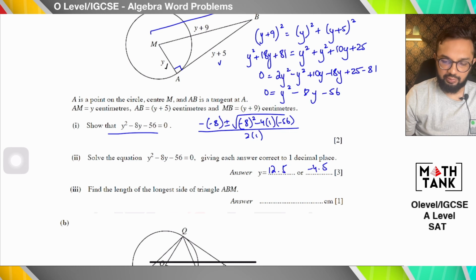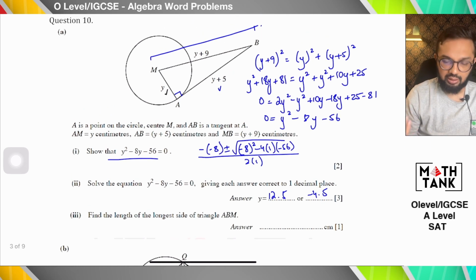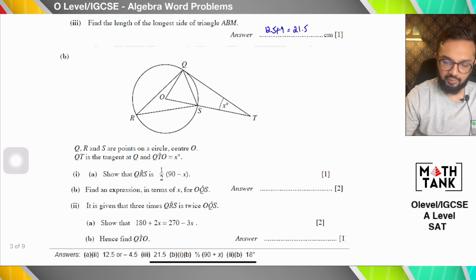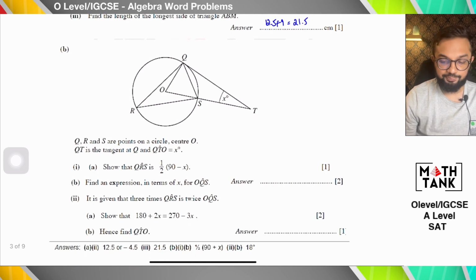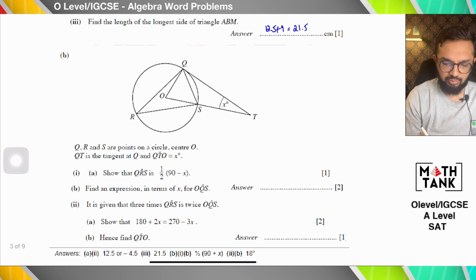Then it says find the length of the longest side of the triangle ABM. The longest side is obviously the hypotenuse, so that's going to be y plus 9. So I'm going to say that's 12.5 plus 9, and that should give me 21.5. Okay, then part B has a lot of circles and triangles, and it looks a little overwhelming. Let's try to do that. I think we should be able to sort that out.